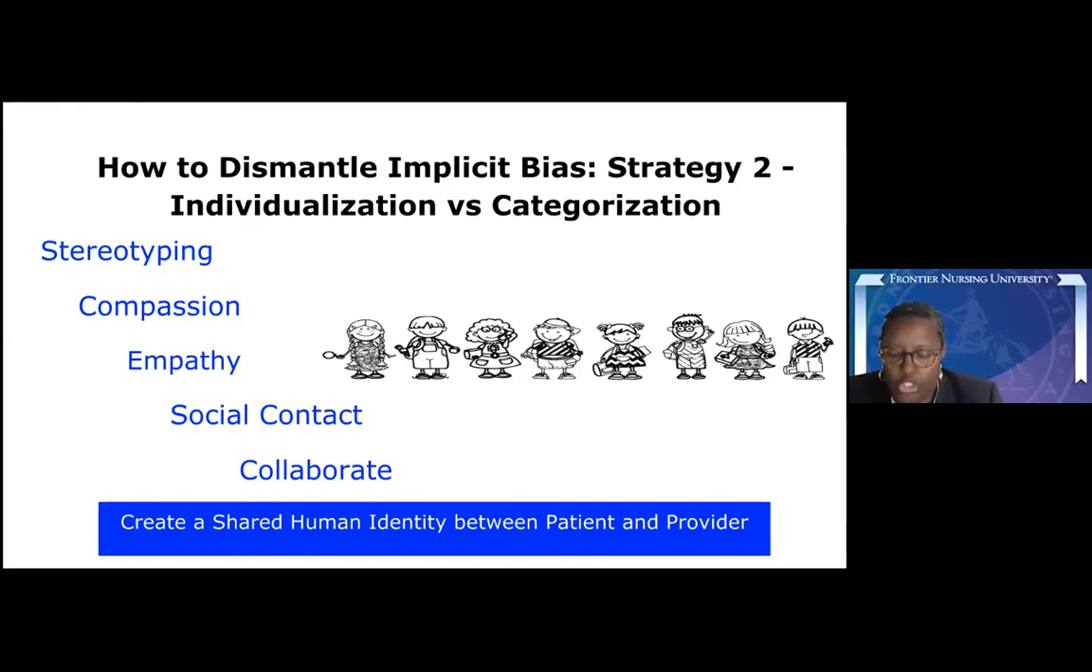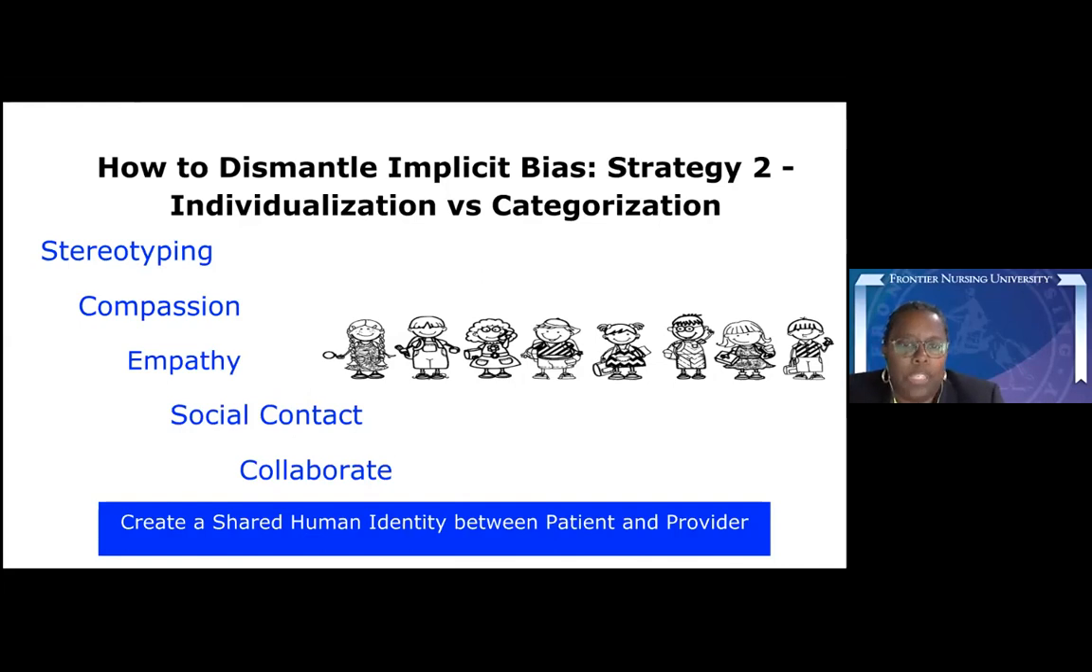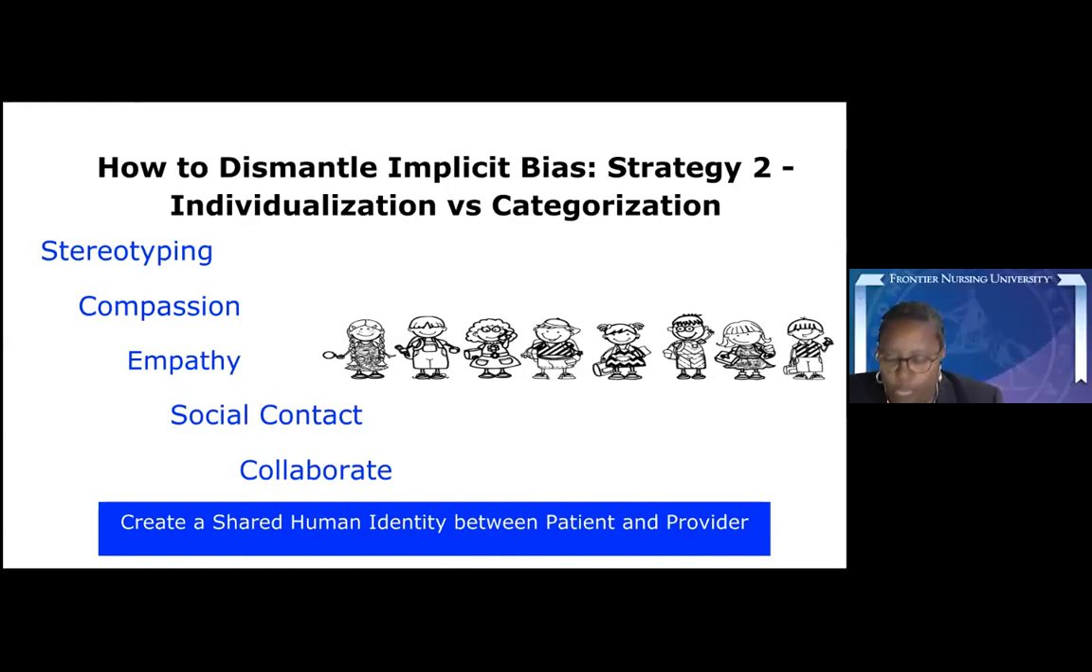So by creating a shared human identity, by seeing more of our likenesses than our differences between patient and provider, if we do the work that we just talked about on this slide, we'll be connecting with patients in a robust, real perspective, and it will allow them to be cared for as a three-dimensional being and not just a one-dimensional person that we can step over. So it would allow us to treat individuals with less bias.